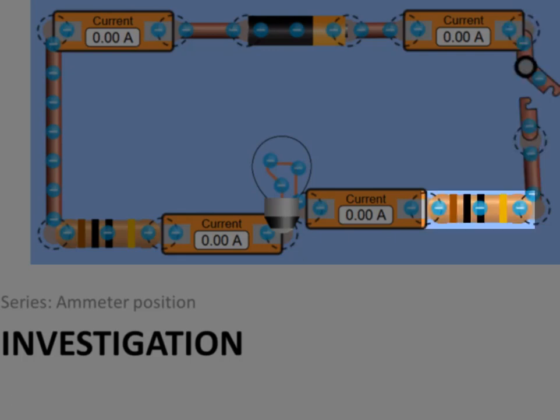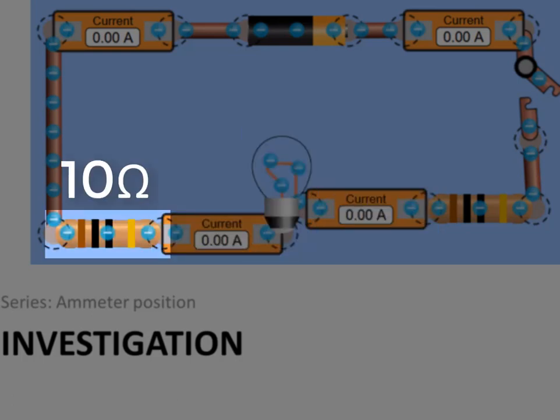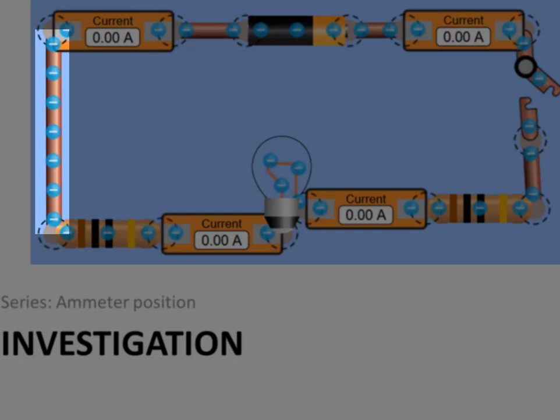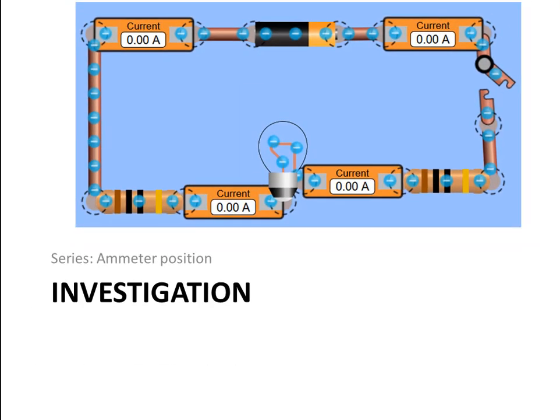There's a resistor. We can see from the color coding of the bars that the resistance of this resistor is 10 ohms. Then we have another ammeter, a bulb, another ammeter, another 10 ohm resistor connected by a wire, a good conductor, to another ammeter, and that's connected to the negative terminal of the battery. That's a picture of the circuit.